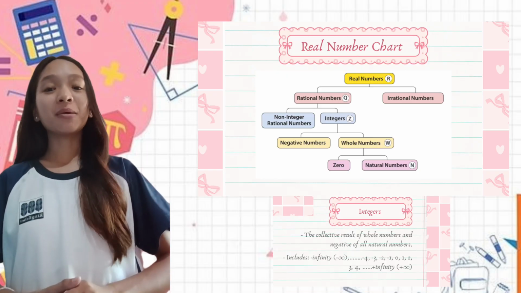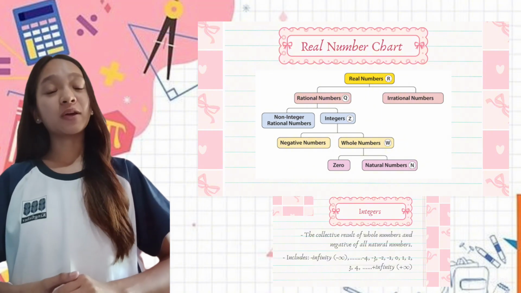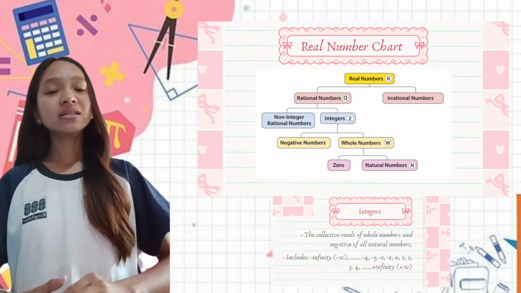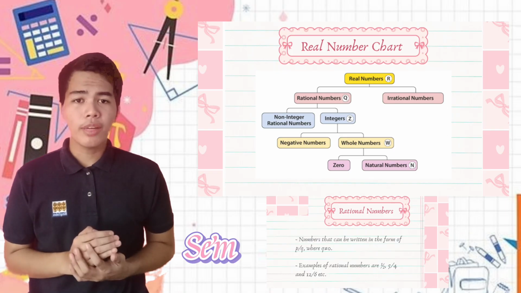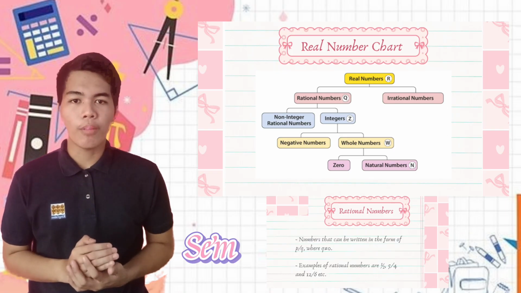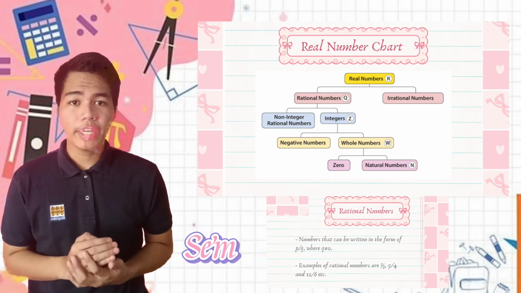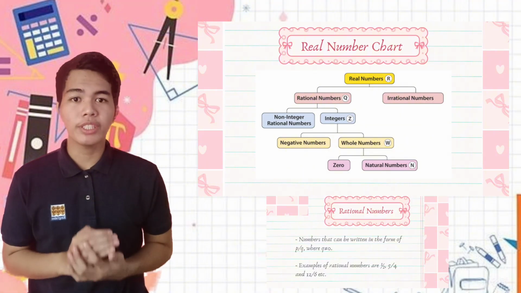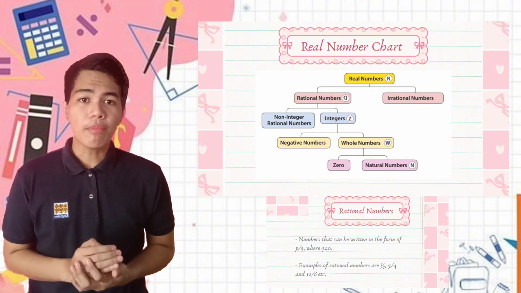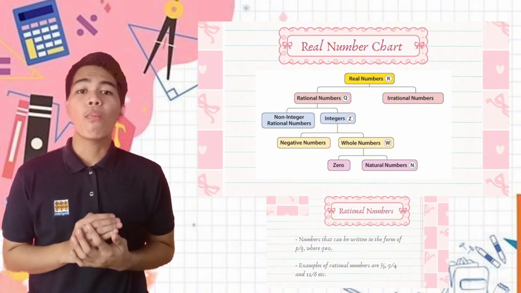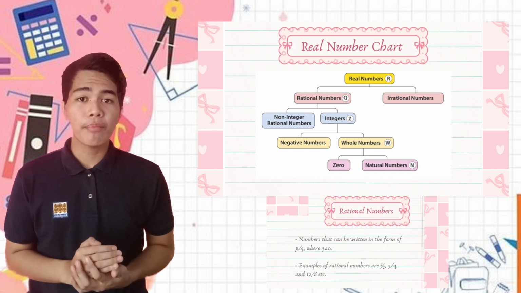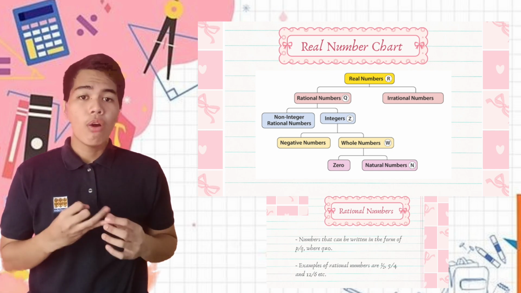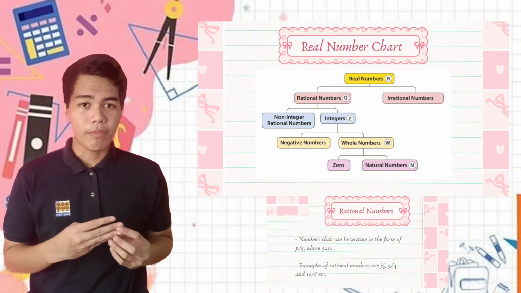Integers include whole numbers and negative numbers like negative 1, negative 2, and so on. Rational numbers are numbers that can be written in the form of P over Q, wherein P and Q are integers and Q is not equal to 0. Examples of rational numbers are 1/2, 5/4, and 12 over 6. Rational numbers include integers, whole numbers, fractions, and decimals.